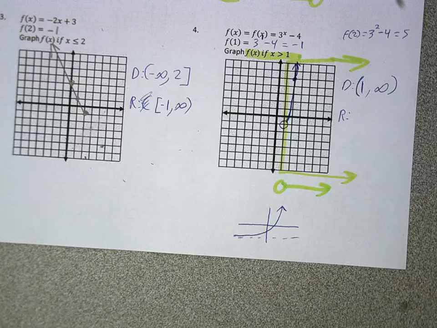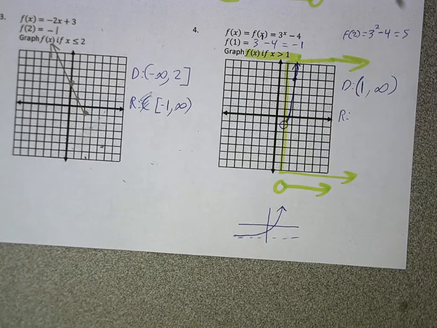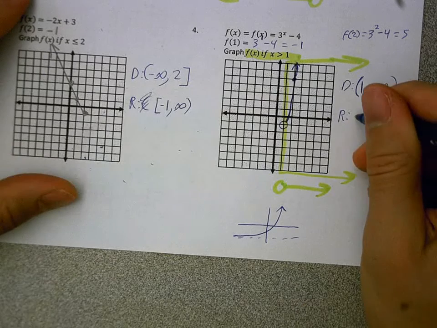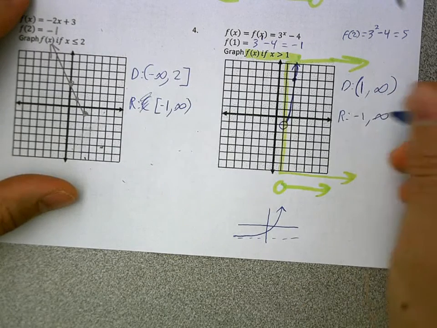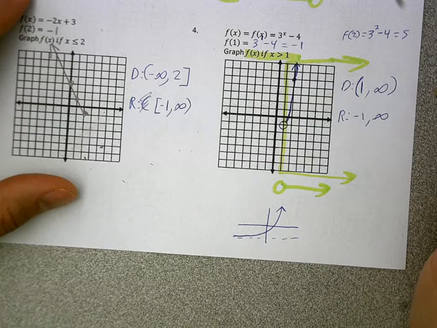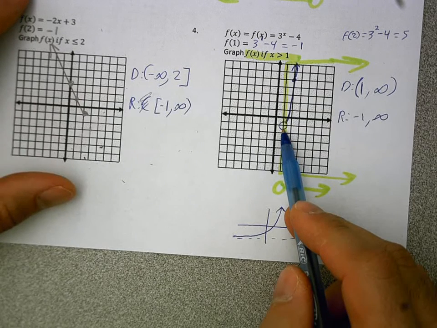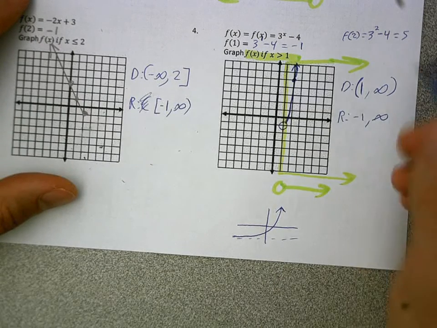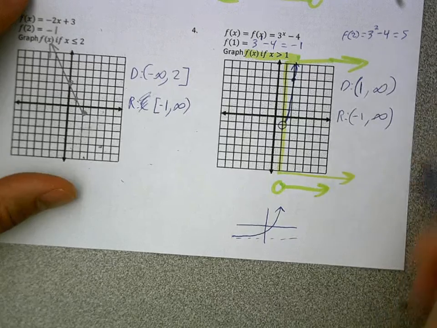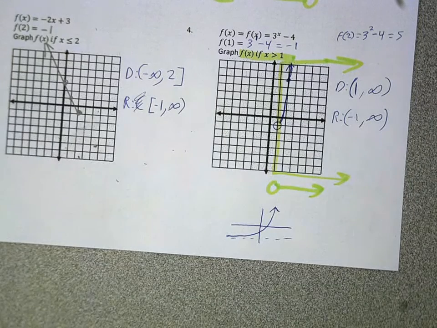Range. Let's get somebody else. Raymond, what's the range here? Negative 1 to infinity. And do either of those get square brackets? Not quite. That negative 1 point is our open circle. Does that make sense? So still a round parenthesis. Any questions with those, you guys?